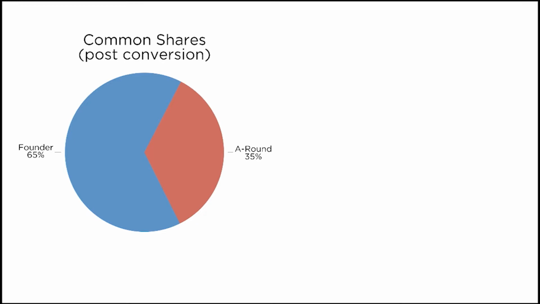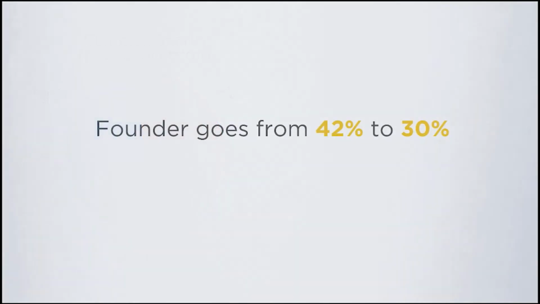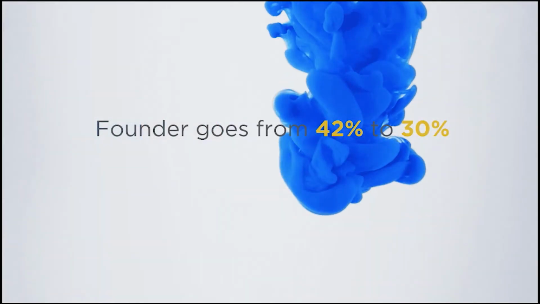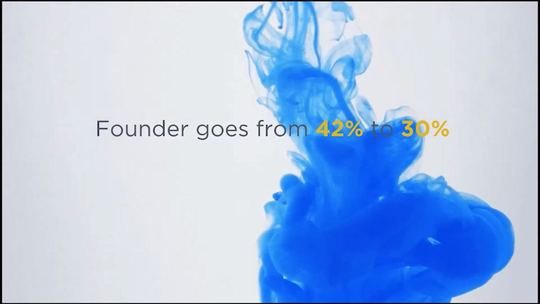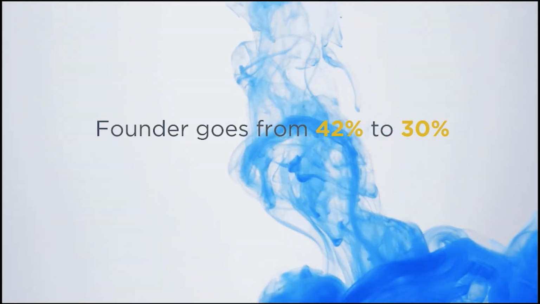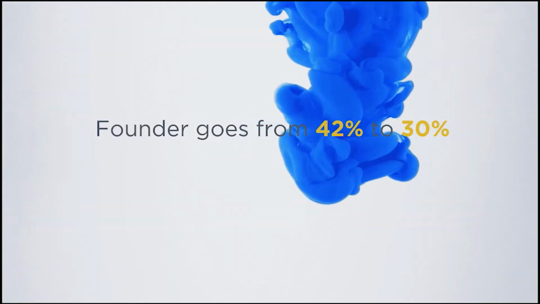Now, in a standard B round, the company would issue another 35% to a new investor. In this scenario, the founder and the Series A investor both are diluted together. But if the Series A investor had negotiated a non-dilution clause into the A round, then the founder would take all the dilution in the B round. It would look more like this. The net effect of including a non-dilution clause or not on the founder is the difference between owning 42% after the B round or owning only 30%. In a company worth $50 million, that's a $6 million difference.